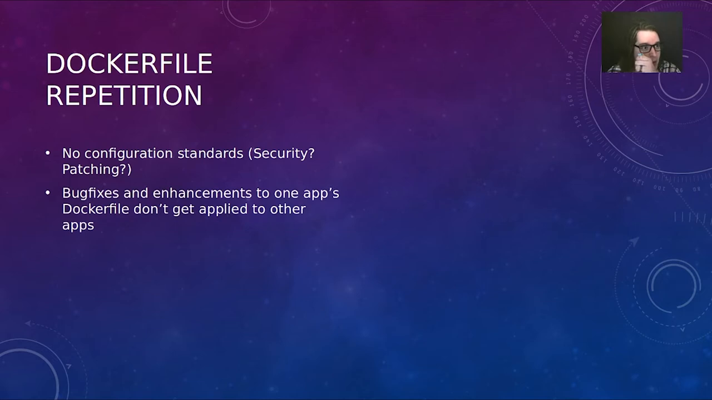Another common problem is that bug fixes and enhancements to one app's Dockerfile don't get applied to other apps. This is the same problem that you have when there's code proliferation anywhere else. If you're not refactoring it to use some kind of shared library, updates don't get everywhere that they should get.